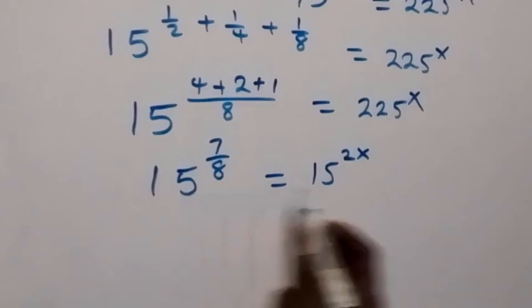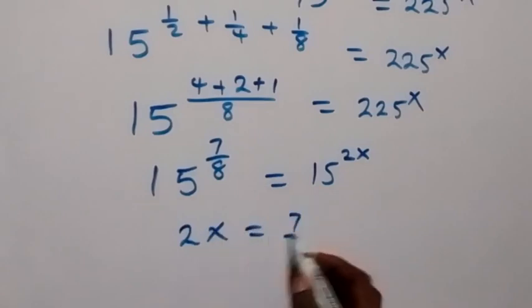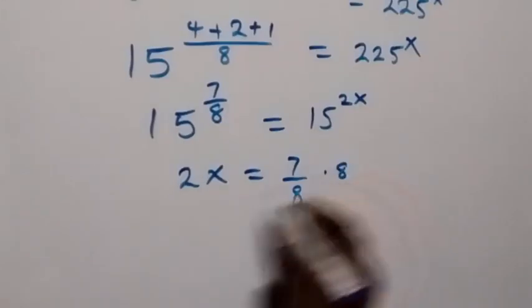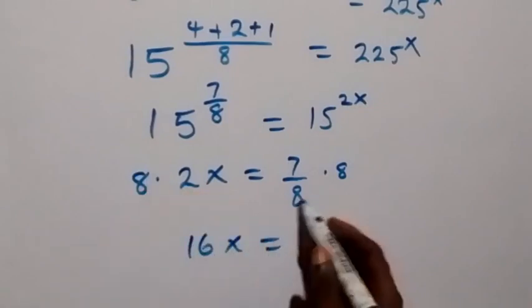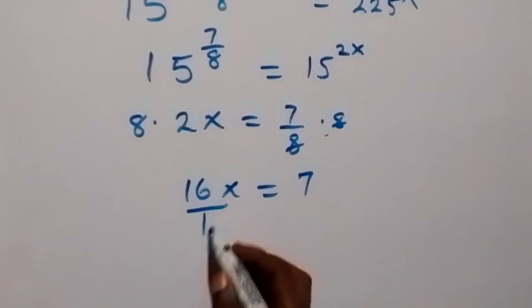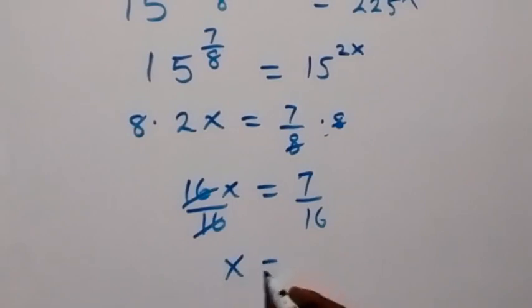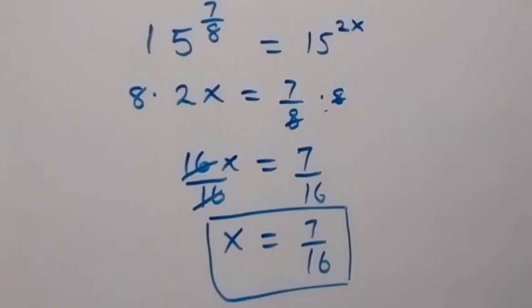Then from here, we have the same base now. We can equate the powers. So we have 2x equals 7 over 8. And here, when we multiply both sides by 8, this gives us 16x here. Then the 8 cancel each other here. That gives us 7. And when we divide both sides by 16, this side by 16, this side by 16, then this cancels out, and x equals 7 over 16, which is what we got also from the first method. Then let's check if this will satisfy the given problem.